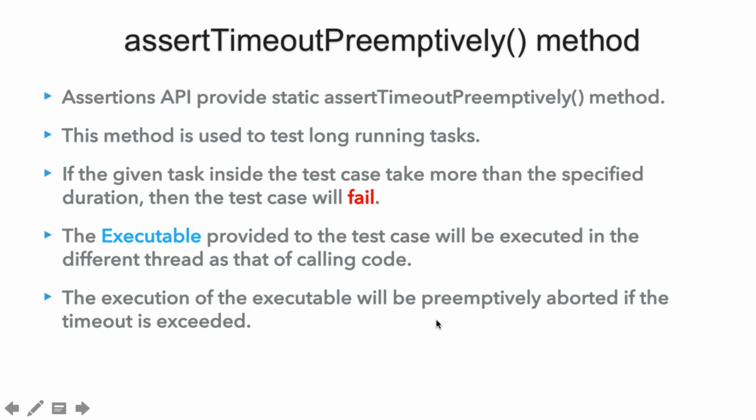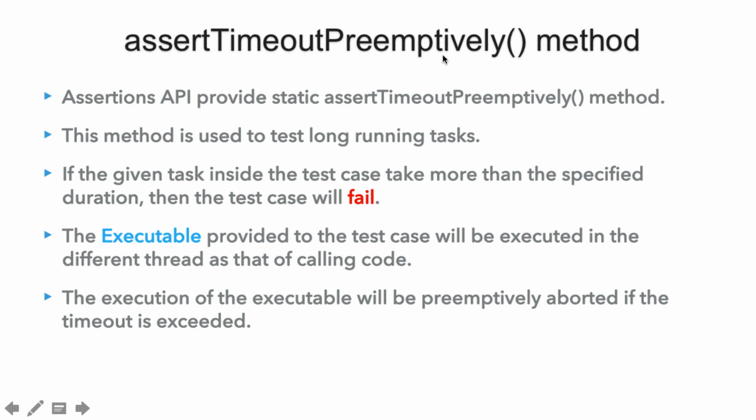What it means is, in the assertTimeout method, let's say we provided a duration of 1 millisecond, and the long running task took 10 milliseconds. As the executable ran in the same thread, it took the complete 10 milliseconds to execute the code provided in the executable functional interface. So the test case had to wait for the executable to finish.